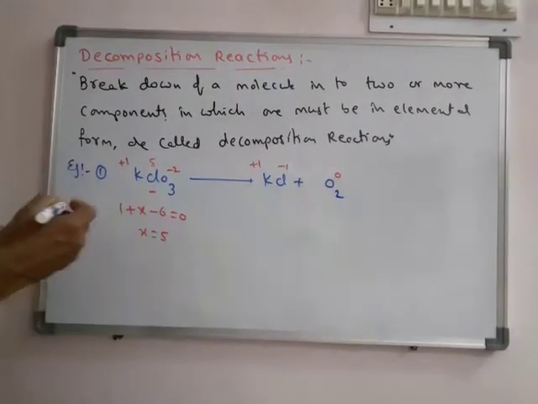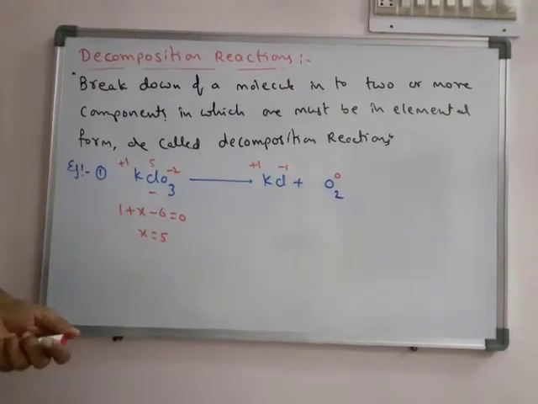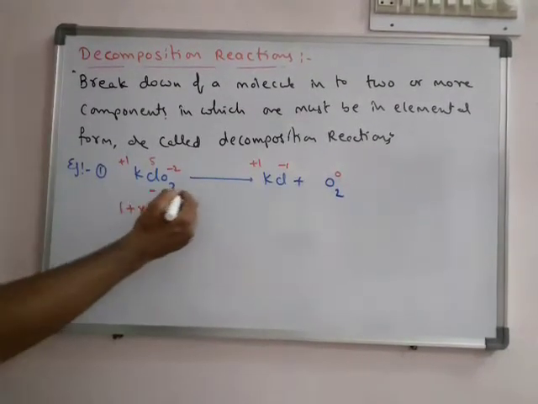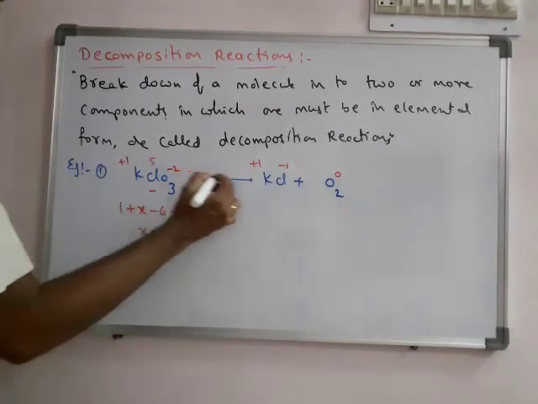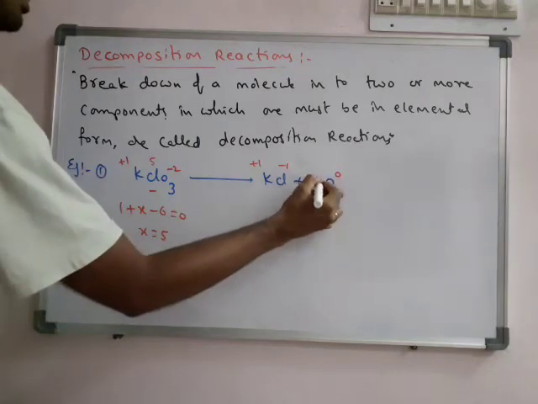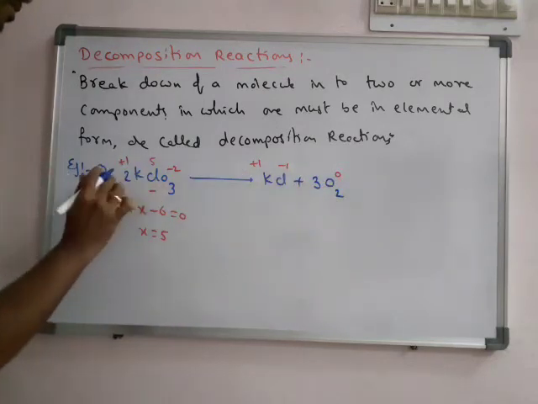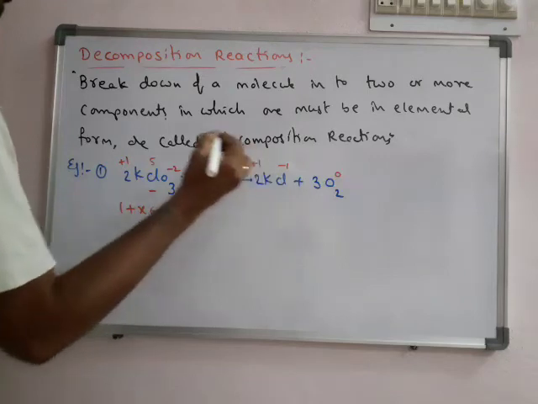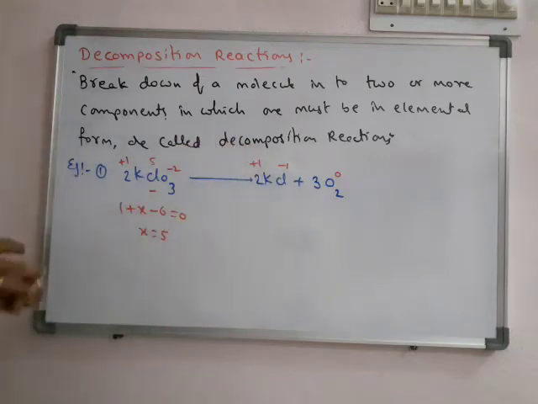Okay, so just balance the equation. For 3 oxygens, we have 3, so compulsorily 3 to 2, 2, it's better to take 6. Okay, it is a decomposition and redox reaction.